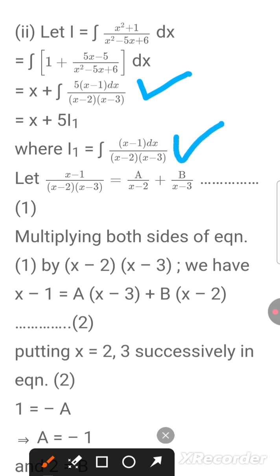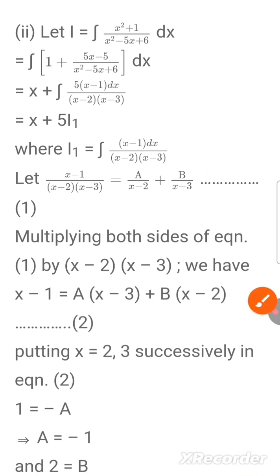That means what? We are going to leave the plus 5, x minus 1 by x minus 2 and x minus 3. Like the last sum, the denominator contains 2 non-repeated factors. Therefore, we will be taking the partial as a by x minus 2 plus b by x minus 3. So multiplying both sides of the equation by x minus 2 and x minus 3, we get this expression. So like the last sum, put the values of x as 2 and x as 3 successively in this expression. We are going to get the a value as minus 1 and the b value is 2.